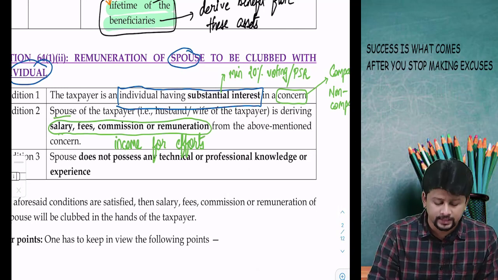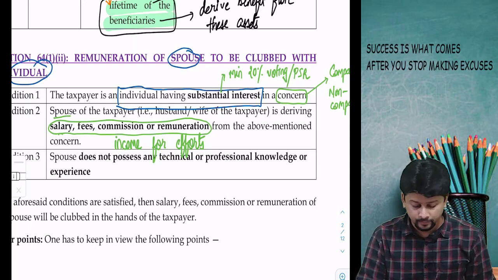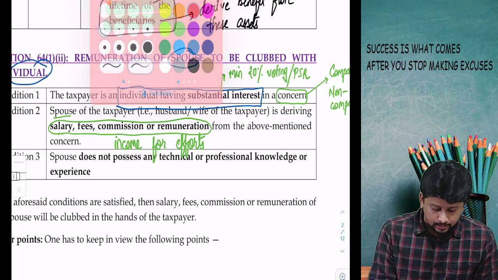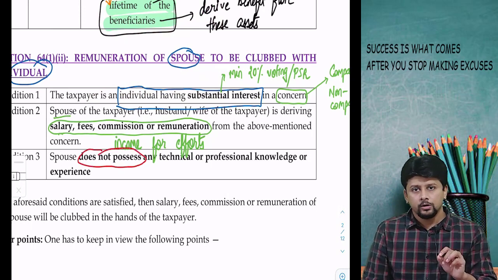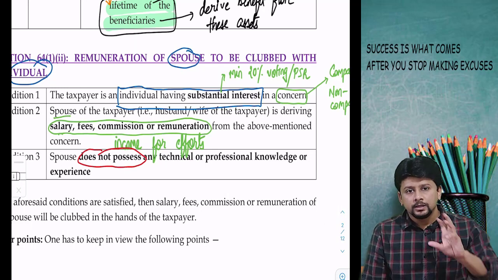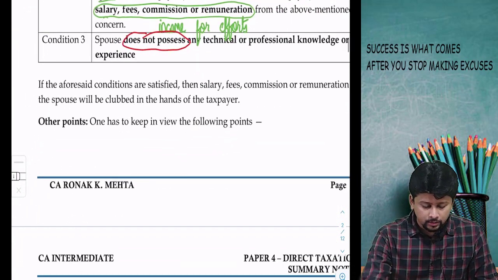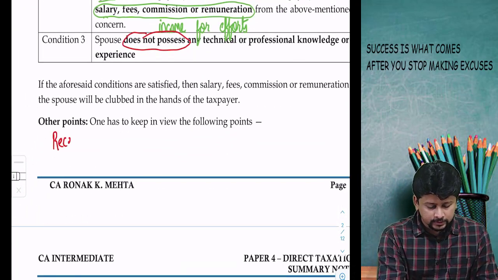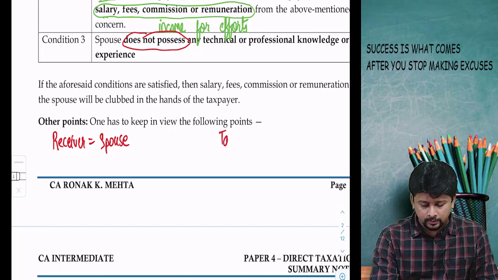It's a very loose way to describe, but the nature of income should be salary, commission, fees, any type of remuneration. But the problem is that the spouse does not possess the qualification, the knowledge, the technical experience that is needed to justify this remuneration. Now in this situation, the person who is receiving the income is the spouse, but the person for whom this income will be taxable is the individual.